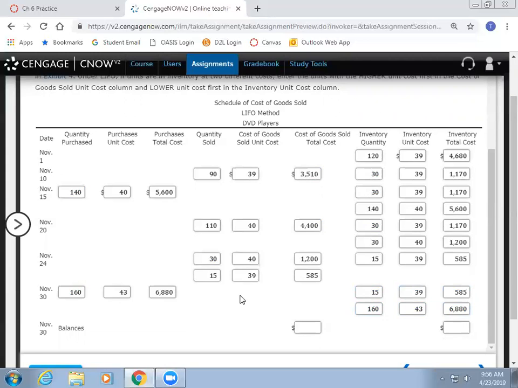So what is my total cost of goods sold using LIFO? Very good, thank you. $9,695. We just added up that cost of goods sold column. There's really 3 sales, but 4 different prices. So our total cost of goods sold under LIFO is $9,695. And my ending inventory is the 585 plus the 6,880, so $7,465.